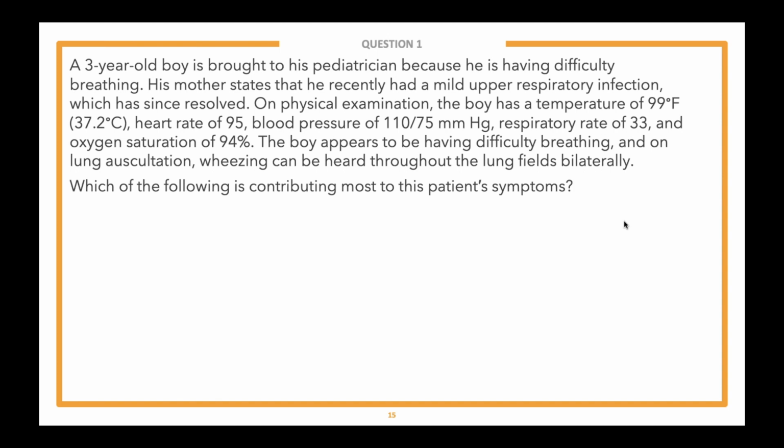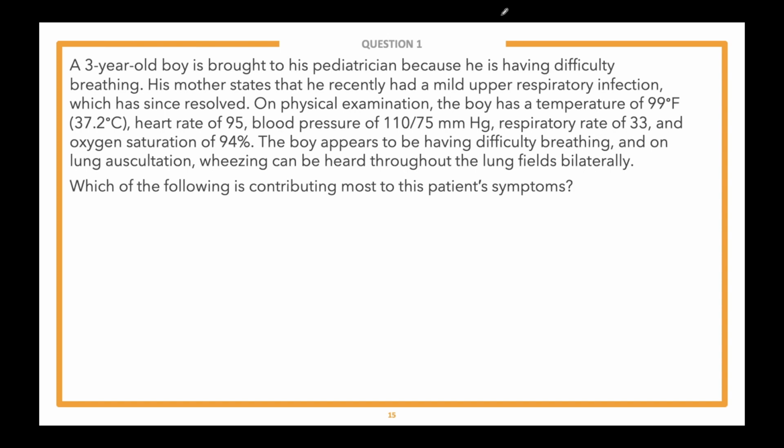The boy appears to be having trouble breathing, and on lung auscultation, wheezing can be heard throughout the lung fields bilaterally. Which of the following is contributing most to this patient's symptoms? I'll give all of you a few moments here to start thinking about the important clues as I hand it off to Paros.